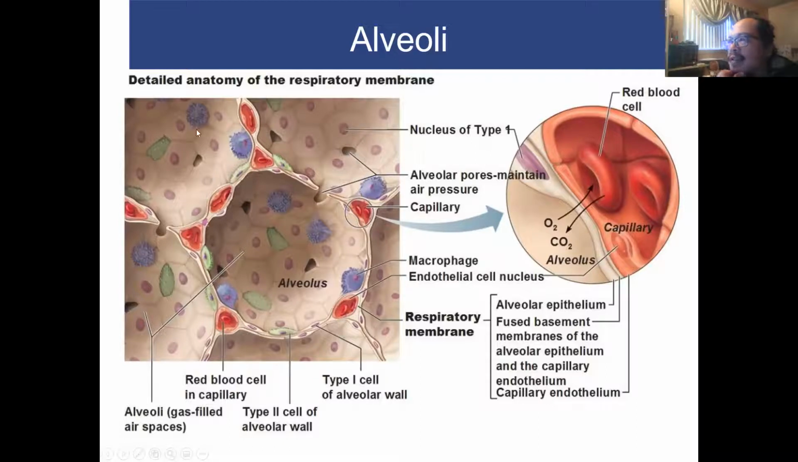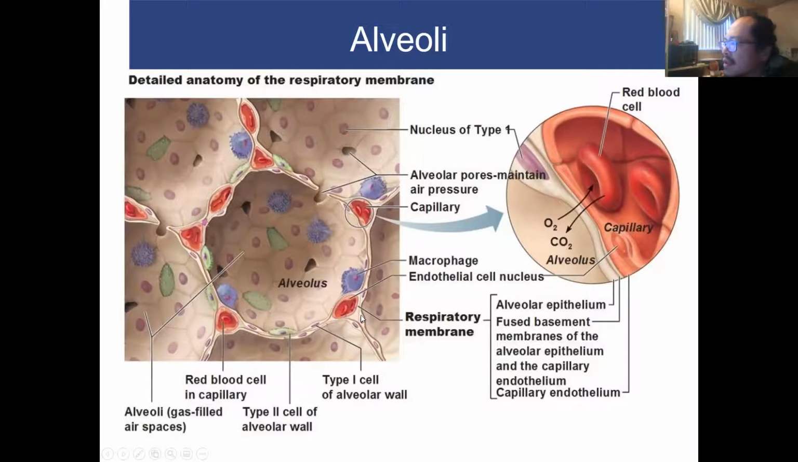See what we have here. In the alveoli, there are two types of epithelium cell, type 1 and type 2. Type 1 is the common one, type 2 is more rare. The major one is type 1. And what else? Red blood cells. Here is type 1. This is the alveoli. There are some pores to maintain the air pressure.